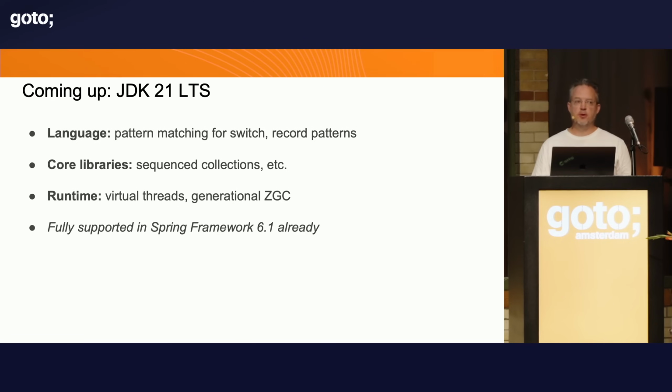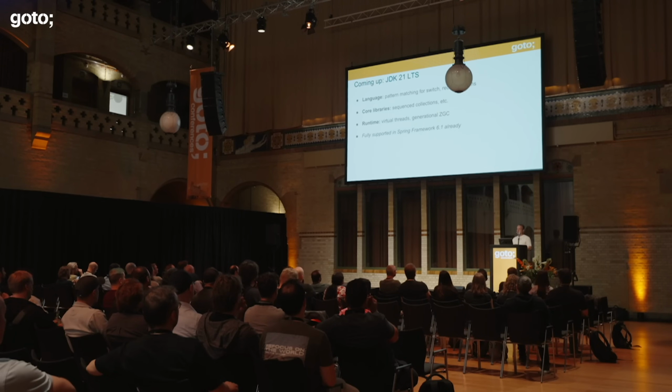Next up on the horizon, you probably know later this year JDK 21 is going to come out, the next LTS release, and we're going to get more language features with that: pattern matching for switch, record patterns, sequenced collections, things like that. Of course, we're going to get support for virtual threads, in addition to some performance enhancements with garbage collection. All of this is already fully supported in our snapshots for Spring Framework 6.1, and you can go ahead and try that stuff out.